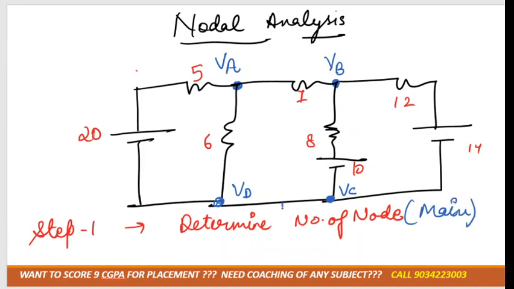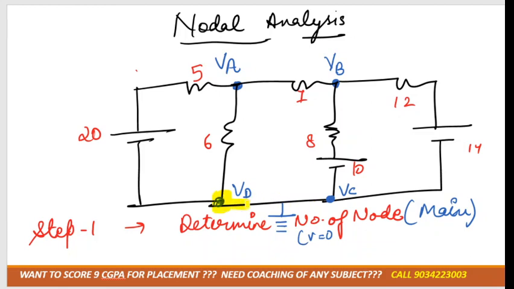What are the main nodes? The bottom nodes will be grounded, because at the ground the potential is equal to 0. Why have we done grounding? To reduce the number of nodes, because if we take all the nodes then there will be 4 nodes total, and that would make 4 equations, and solving 4 equations would be complicated for us, right?